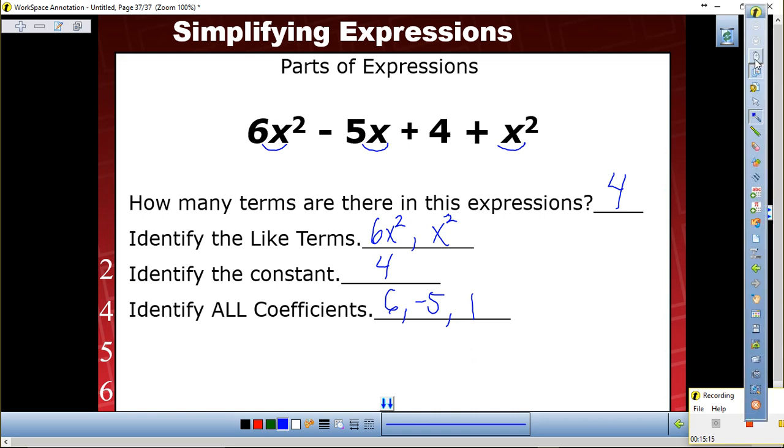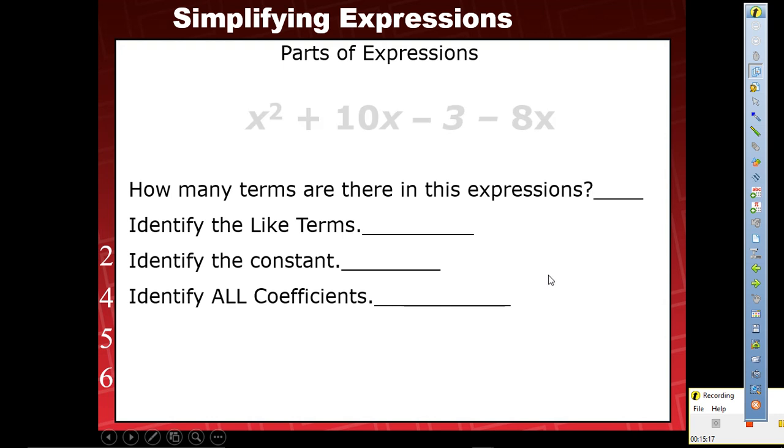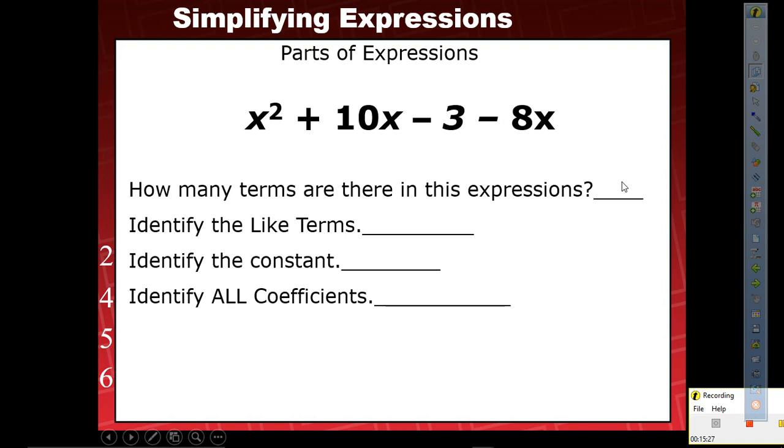Let's do it again. See if you get this one by yourself. Look up. Look at this expression. Don't say it out loud. Keep it to yourself. X squared plus 10x minus 3 minus 8x. How many terms? Which are the like terms? Which is a constant? And what are the coefficients? Talk it over to your neighbor, please.